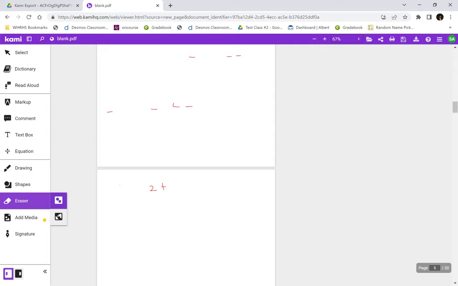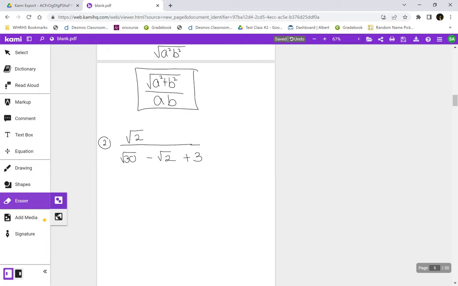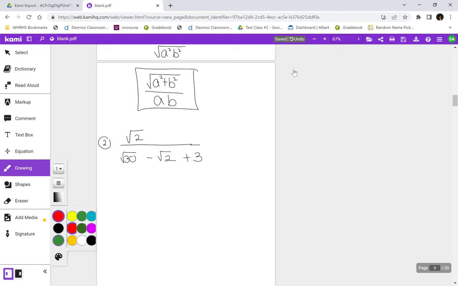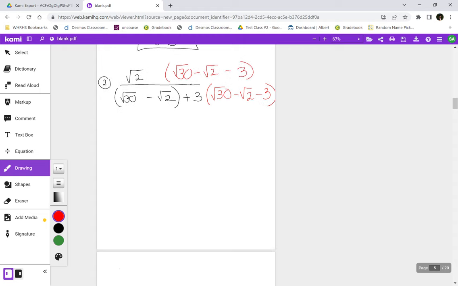Okay, so we are going to treat this as if it were a binomial. So we're going to multiply the denominator by the conjugate. So what I'm going to do is make the root 30 minus root 2 sort of one term on its own. That's sort of like a, and then I have plus 3. So now when I multiply by the conjugate, I'm going to do root 30 minus root 2 minus 3. Let's put brackets here. All right, so now we need to triple distribute this.